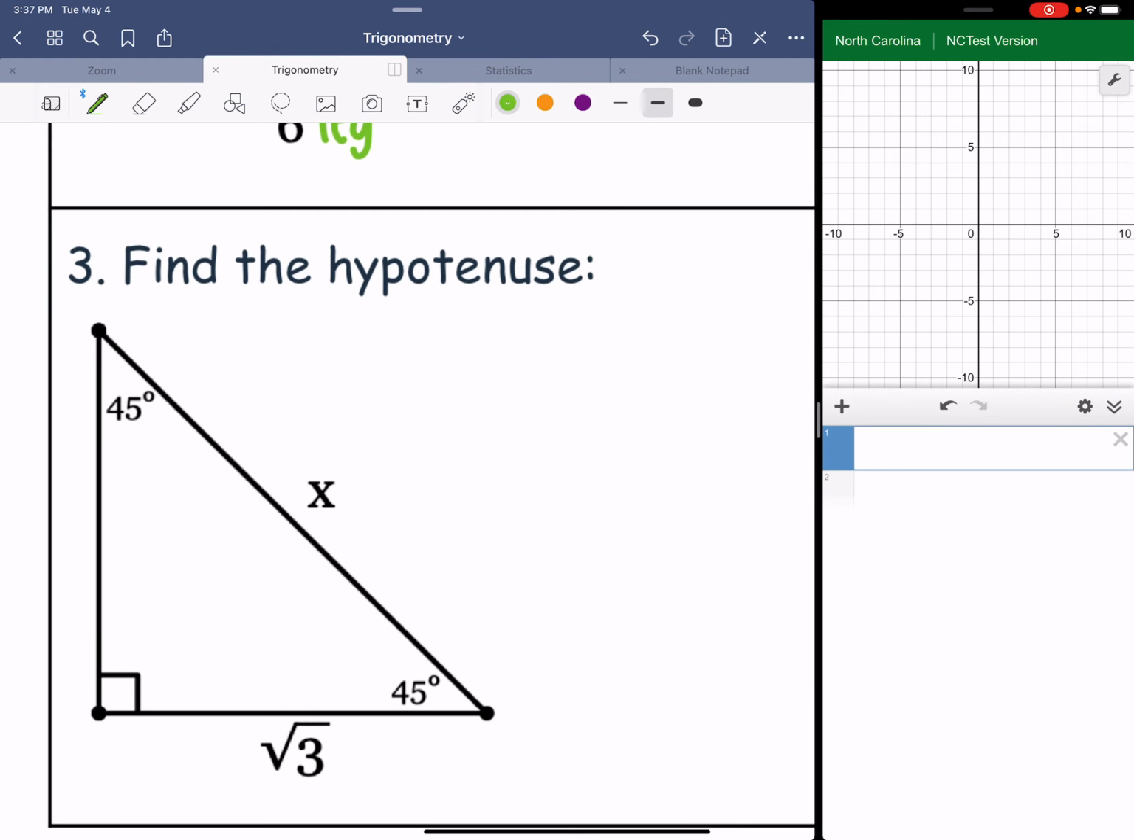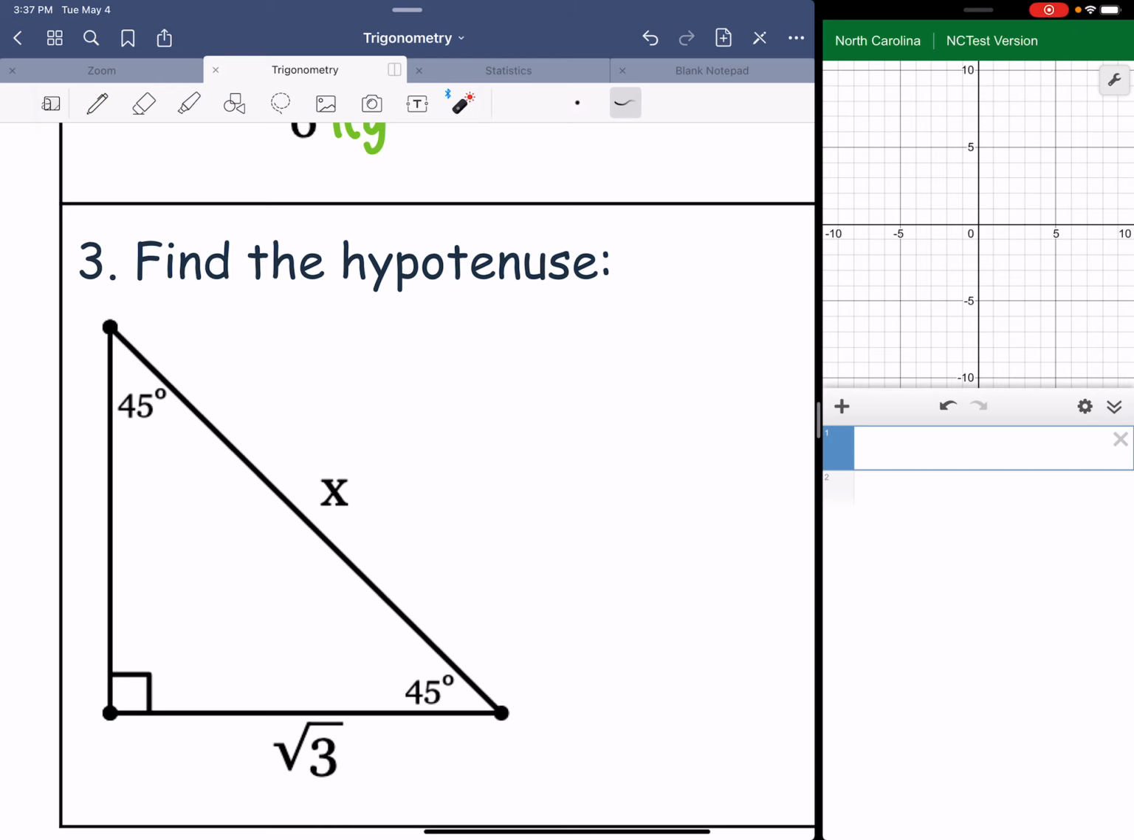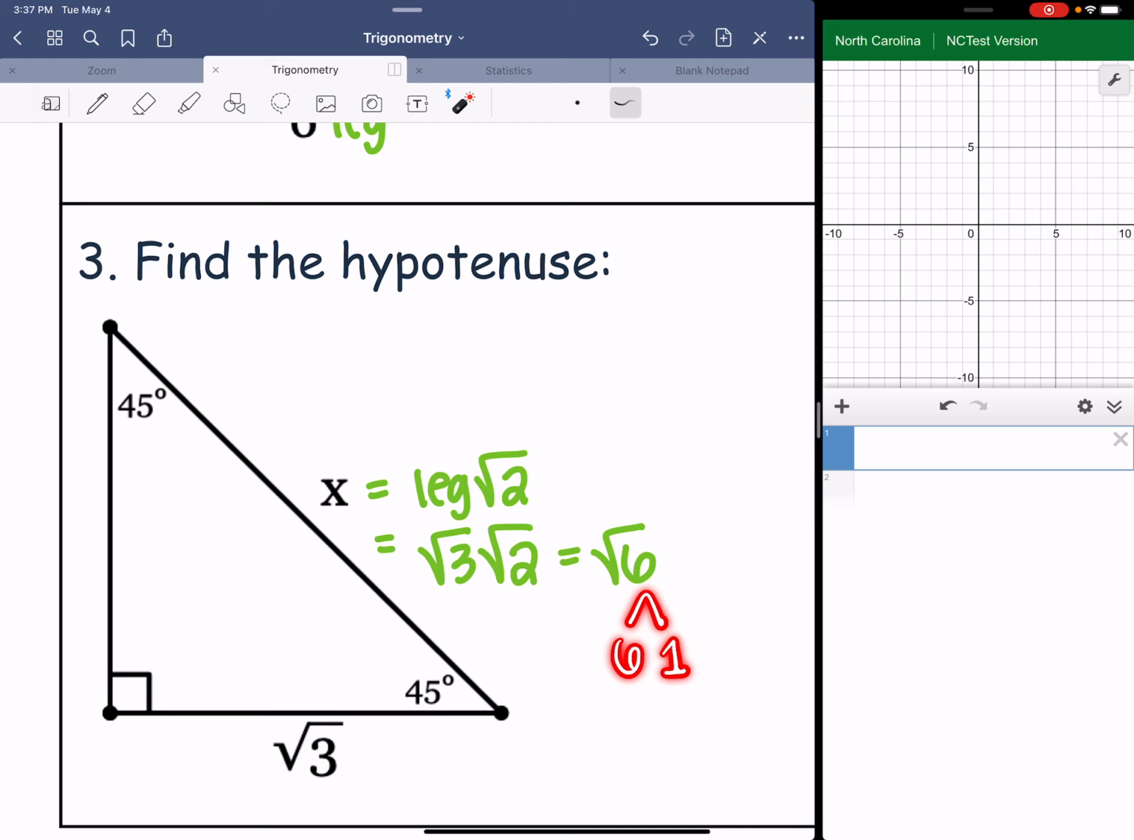All right, let's try number 3. This time we are given the leg, and we're looking for the hypotenuse. However, the leg is a radical, and that's okay. We're still going to do the same process. The hypotenuse x is the leg times the square root of 2. So that gives us the square root of 3 times the square root of 2. And we just want to simplify that. That would be the square root of 6. And we can't break that down anymore because the only factors are 6 times 1, neither of those are perfect squares, or 3 times 2, which is what we already had, and neither of those are perfect squares. So square root of 6 is as simple as it gets.